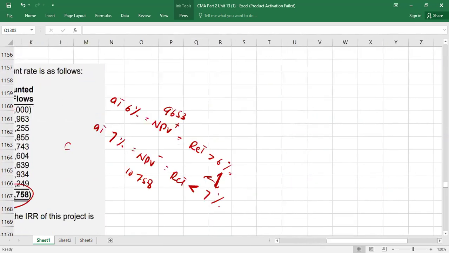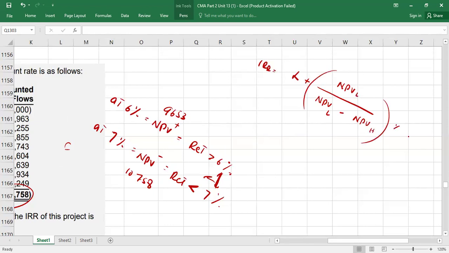So what is the formula? You can just cross check on your calculator. How will you calculate IRR? IRR equals the lower cost of capital, plus NPV at the lower cost of capital divided by NPV at the lower cost of capital minus NPV at the higher cost of capital, multiplied by the higher cost of capital minus the lower cost of capital.